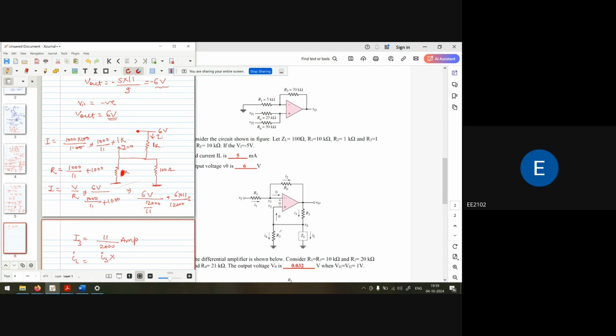I3 into the resistance of opposite branch, R2 by R2 plus ZL. So I3 is 11 upon 2000 into R2, value of R2 is 1000 upon value of R2 plus ZL is 1100. So cancel out these two, 11 cancel out with 11. So the value of IL is equal to 1 upon 200. That becomes 5 million.